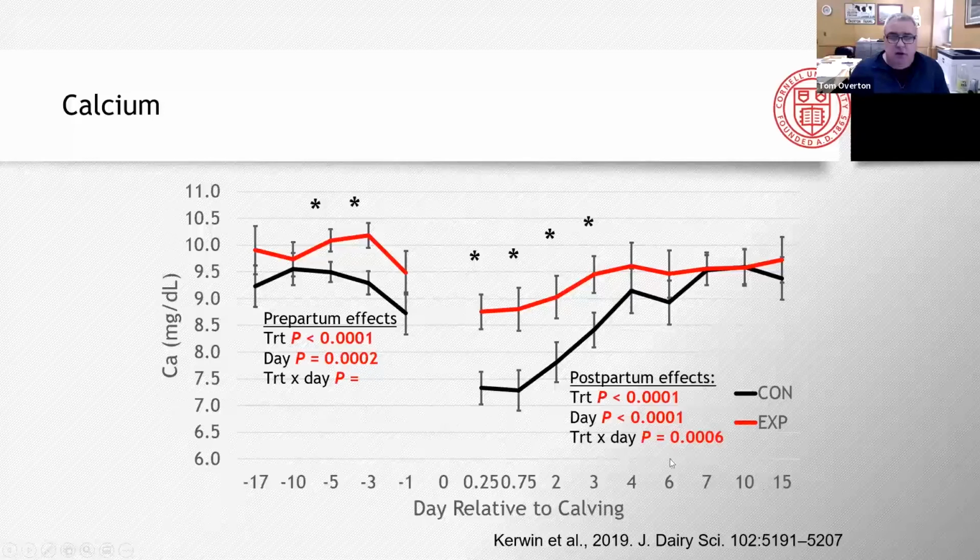Okay. So in our hands, these cows, I'll show you the results very briefly. These cows maintained quite nice blood calciums throughout. In our study we did not see any production increases. We did see some trends for better repro. But really the big effect was on blood calcium.